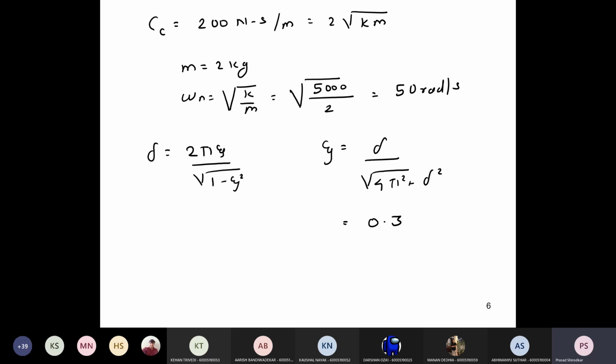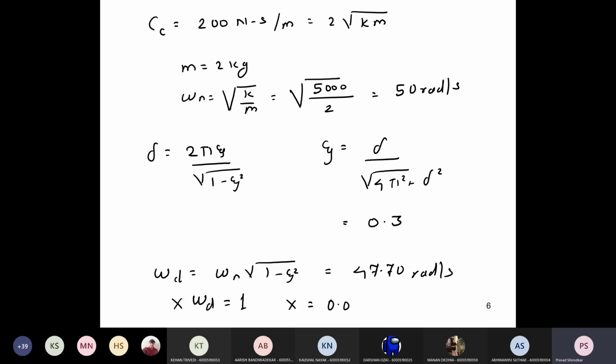And damped frequency omega d is omega n into square root of 1 minus zeta square. This comes out to be 47.70 radians per second. Now you have this relationship, X into omega d is equal to 1. So that gives you the displacement as 0.021. That is what is asked in the question. That is the maximum displacement.